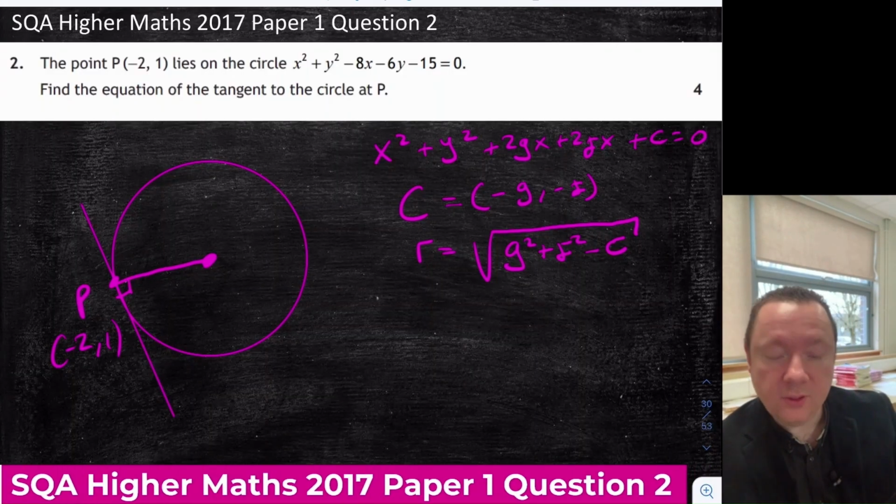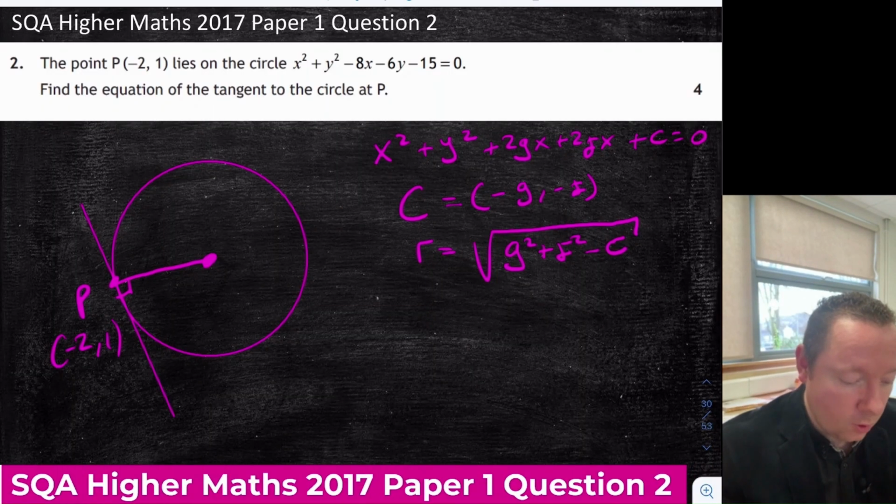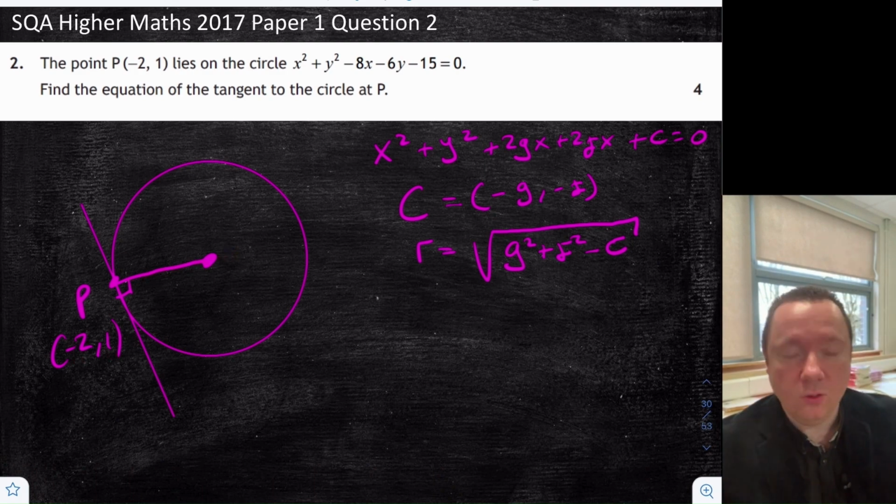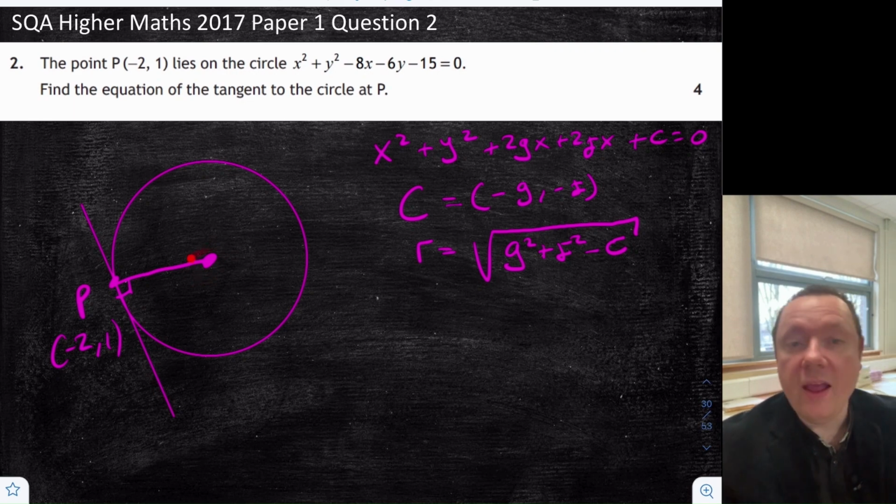SQA Higher Maths 2017 Paper 1 Question 2. This point P lies on this circle. Find the equation of a tangent at P. So I've already drawn a picture. P could be roundabout here, minus 2, 1. And a tangent makes a right angle with the radius. So if I knew the centre, then I could find the gradient of the radius and use perpendicular gradients. And then y minus b equals m times x minus a.